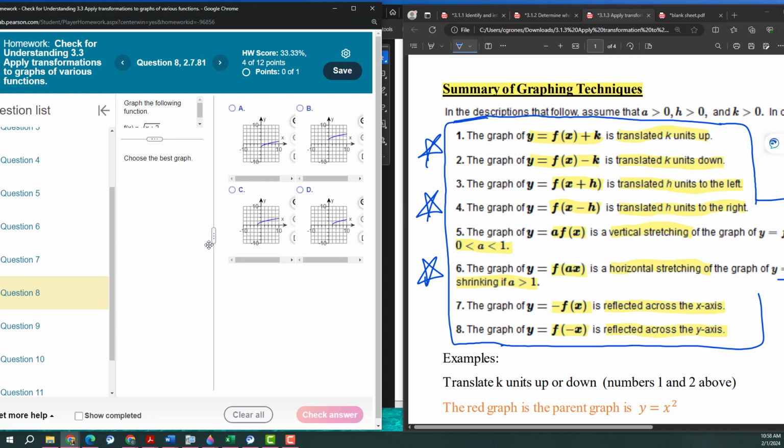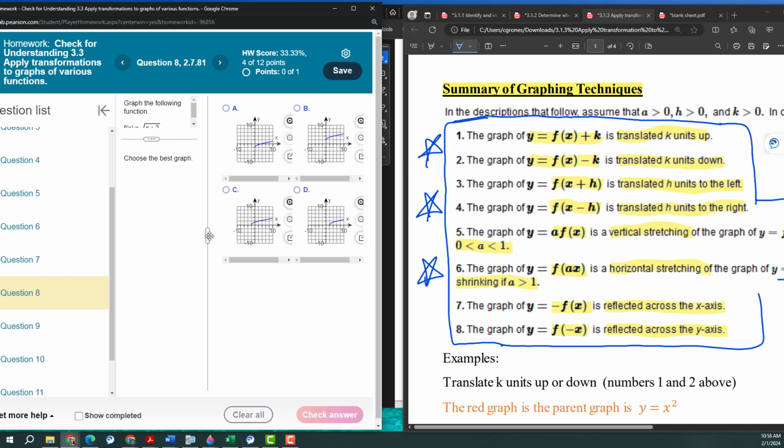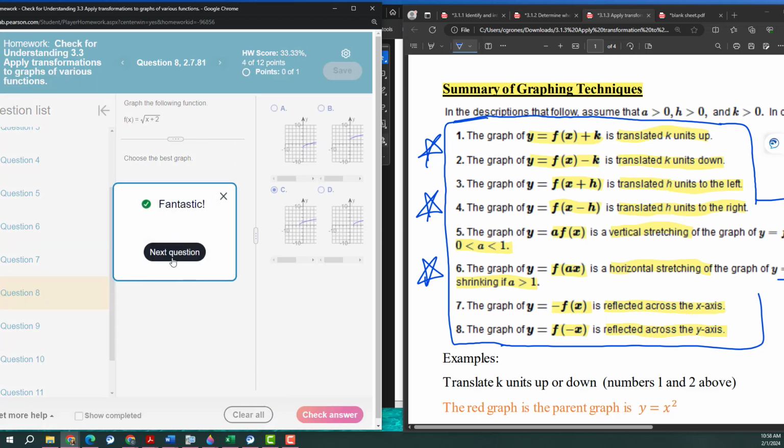So let's look at these graphs. Our parent graph, remember, comes from our origin and goes up. This is not a negative, so we're not going to be doing any type of reflections. We're just going to be moving our graph to the left. So this one looks like it's going up. This one is going down. C looks like it's the one that we want because it is going to the left. Great.